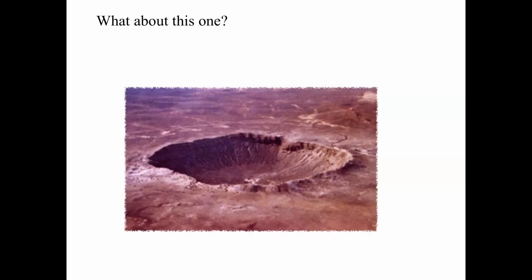This, of course, is an example of impact. Because of the rapid effects of the other forces, we don't see too much of this on the surface of the Earth. This is the Arizona meteorite crater. So we do see some, but earlier in our history, impacts played a much bigger role in shaping the surface of the Earth.